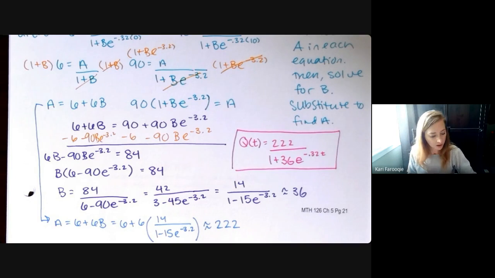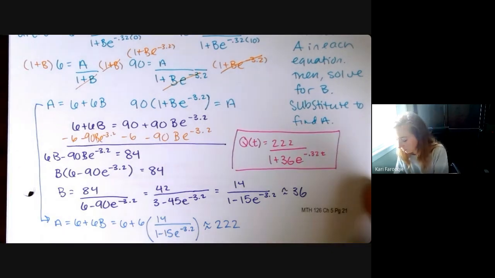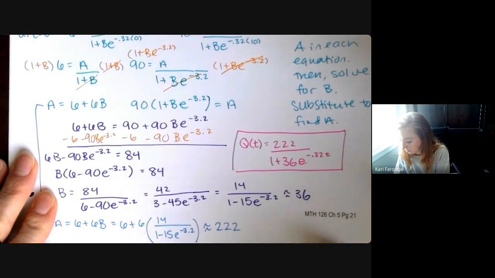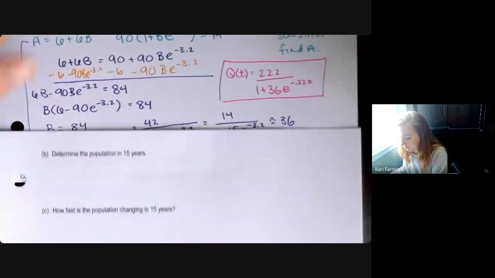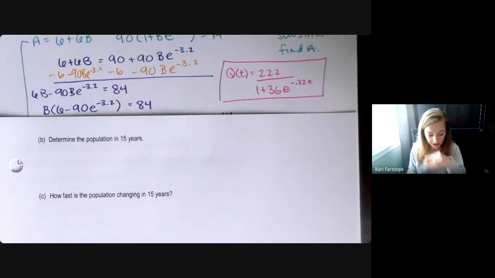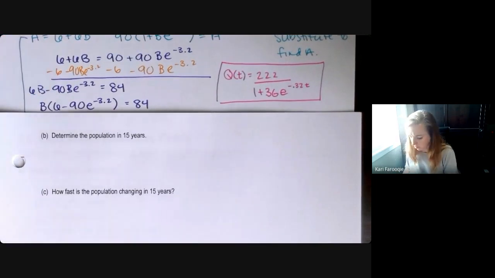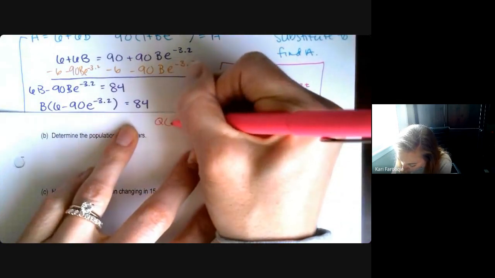Okay. Now we're going to use this to answer a question on the next page, which is the last page of this one. So I'm going to rewrite this on the next page so we can see it and refer back to it. Determine the population in 15 years. That's the population. I'm going to rewrite this just so we have it, because down the road, I'm not going to be able to see it.